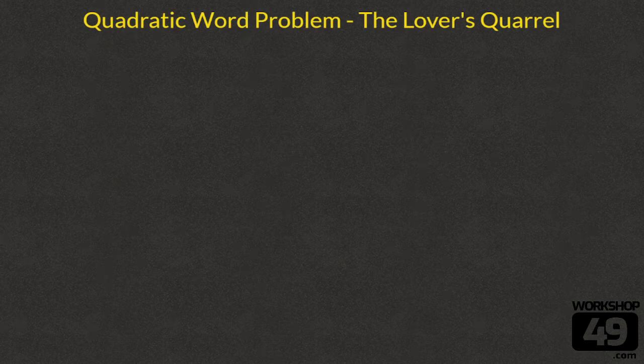Hey everyone, it's time for a new quadratic word problem. And this one's called the lover's quarrel. So we have two folks that are meeting up at a little flagpole here, Jody and Charlie, and they're having their little conversation, and oh no, it's a lover's quarrel, and they decide to separate and go their different ways in a very specific fashion.